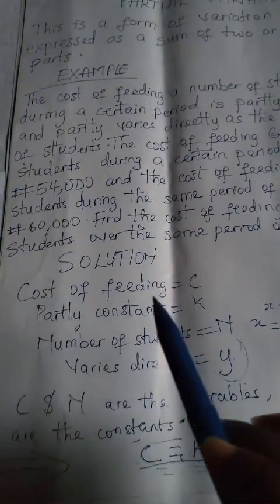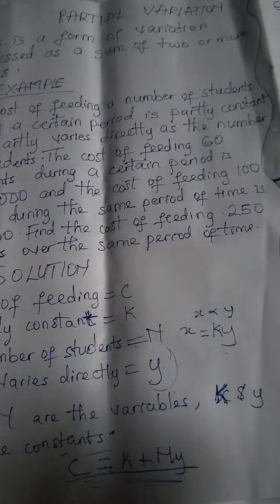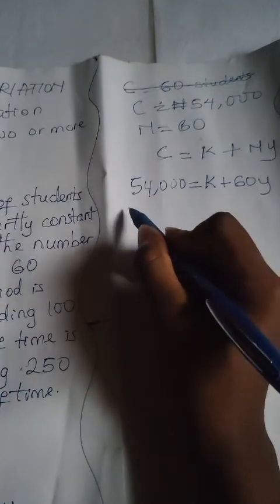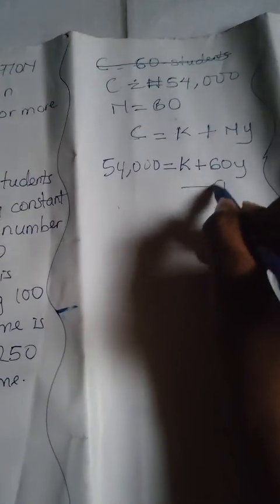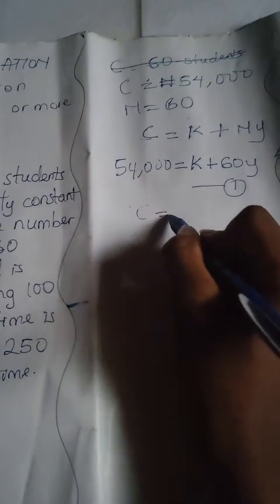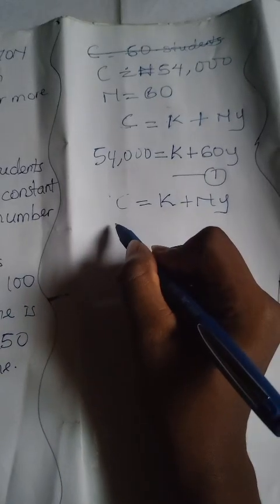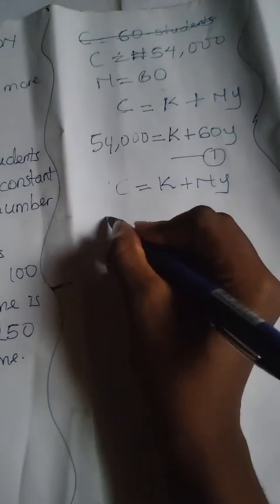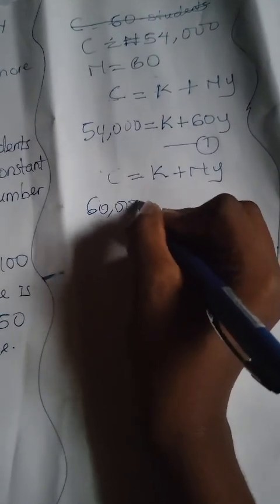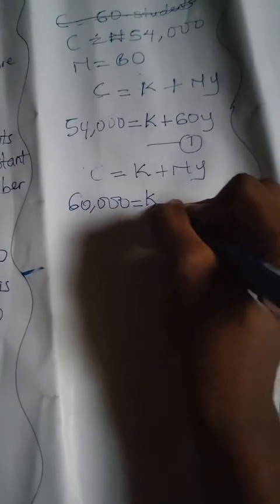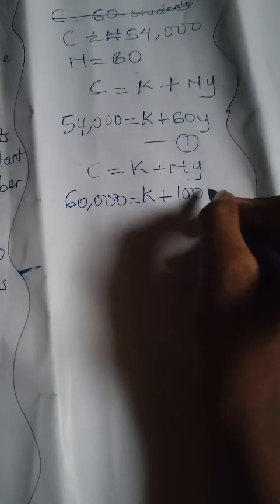They now said the cost of feeding 100 students during the same period of time is 60,000 naira. This is the first equation that we derive, equation 1. Using this formula again, C is equal to K plus NY. The cost of feeding this one is 60,000 naira and it is for 100 students. So 60,000 naira is equal to K, we don't know the constant, plus the number of students for this one, 100, and Y.